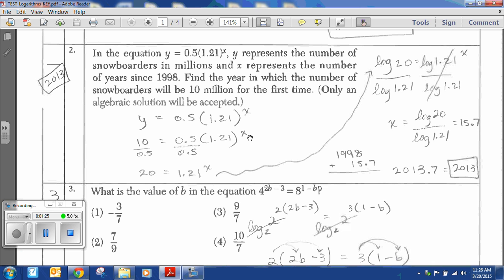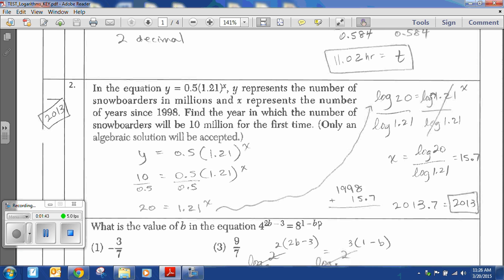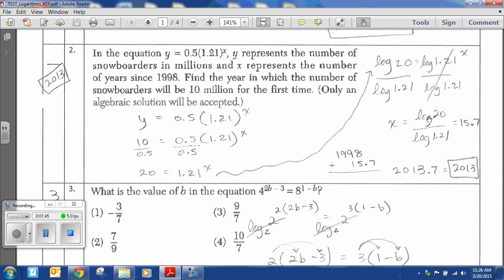X is what we're looking for. So we divide both sides by 0.5. 10 divided by 0.5 is 20. And 20 equals 1.21 to the x power. Since we want to bring down x, we must take the log of both sides. And you end up with log of 20 divided by log of 1.21 equals 15.7.